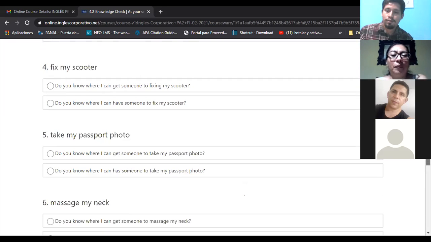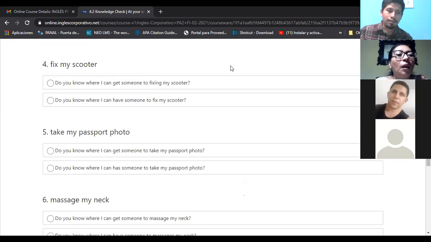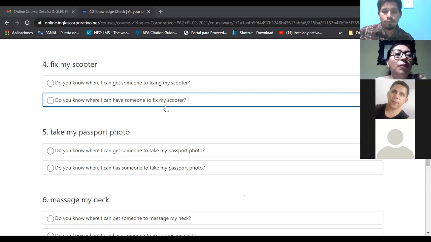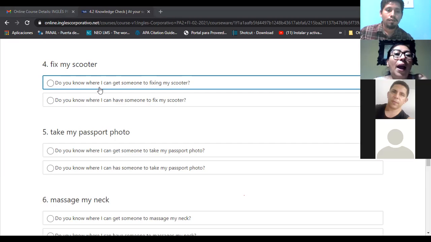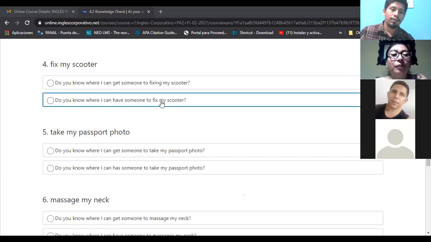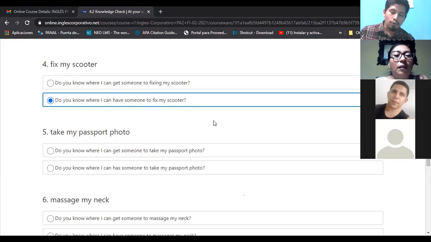Let's see sentence number four. Which one? Do you know where I can get someone to fix my scooter? To fix my scooter. Very good. Do you know where I can have someone to fix my scooter? Yes. Why are we using that? Because we are using the infinitive.